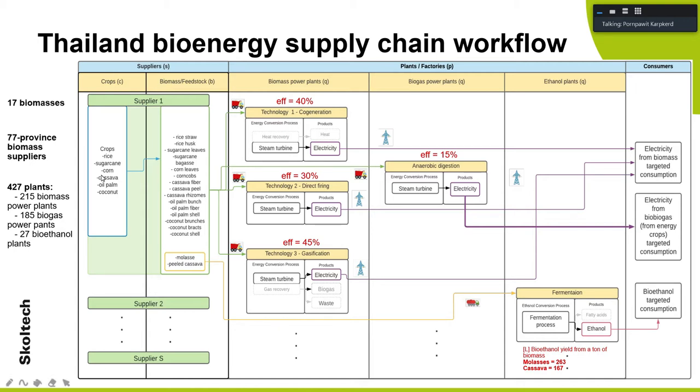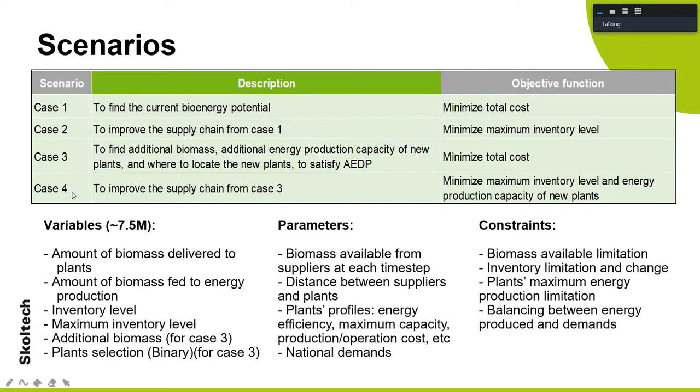And I forgot to mention that in my thesis, I have 427 power plants in total. In the optimization of my thesis, I divided into four scenarios: case 1, 2, 3, and 4. In cases 1 and 2, I want to find out how much bioenergy potential Thailand has at present. And in cases 3 and 4, I want to answer how we can improve the supply chain to help Thailand meet the AEDP target.